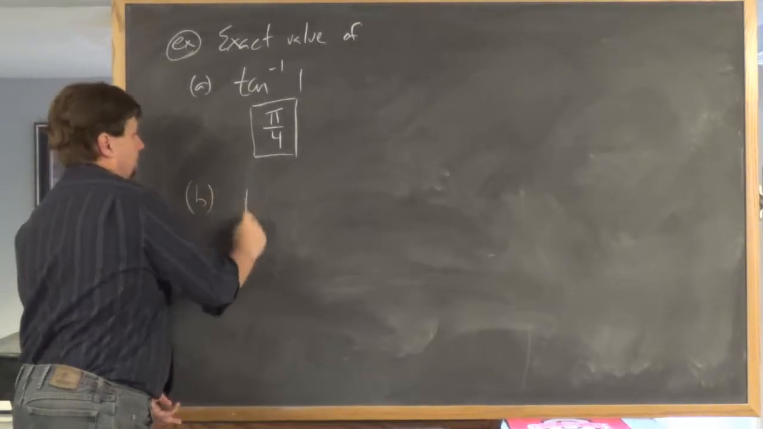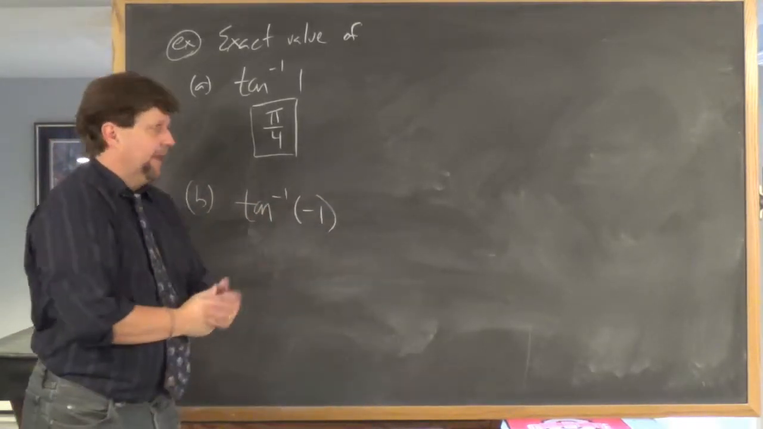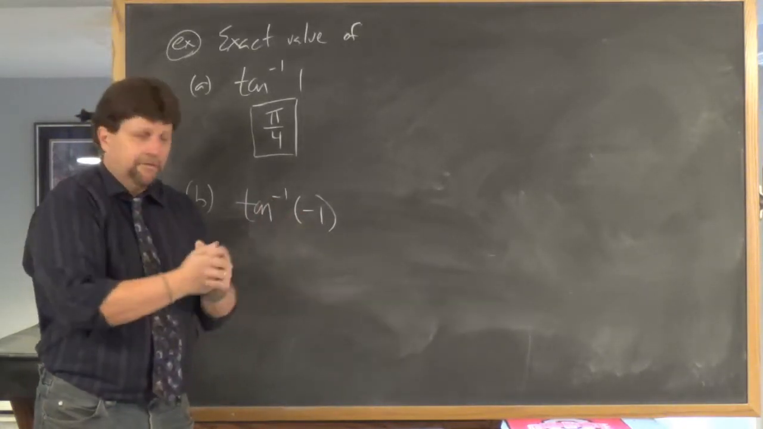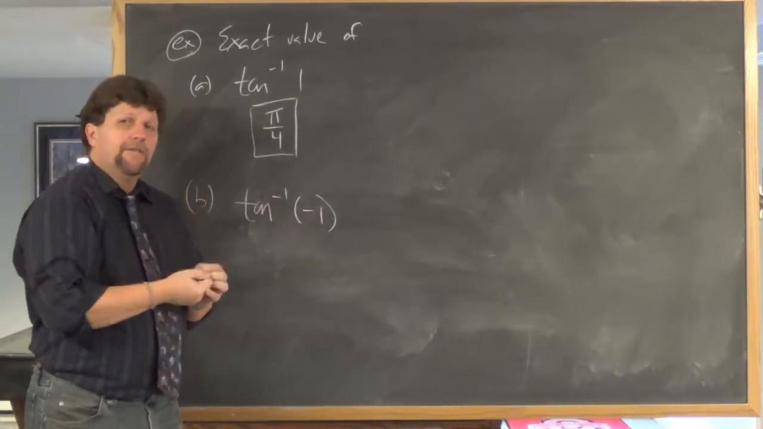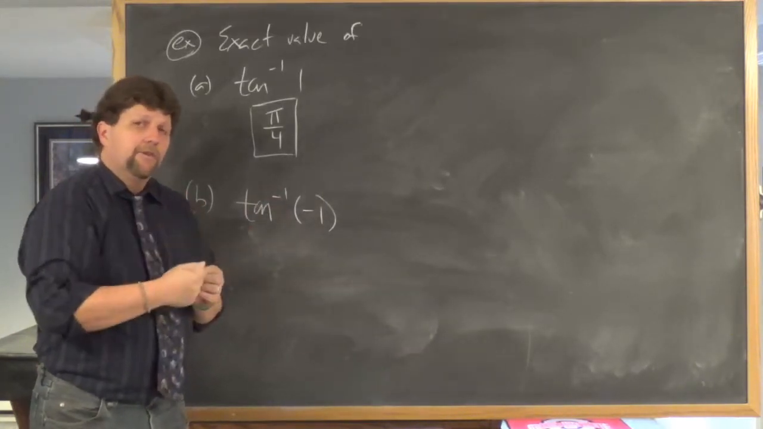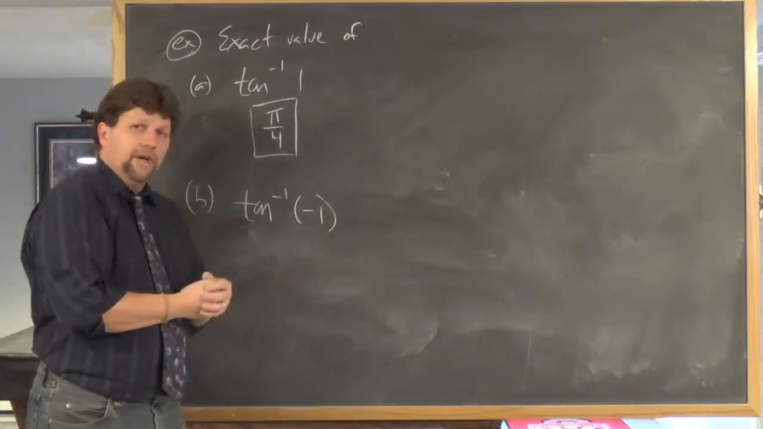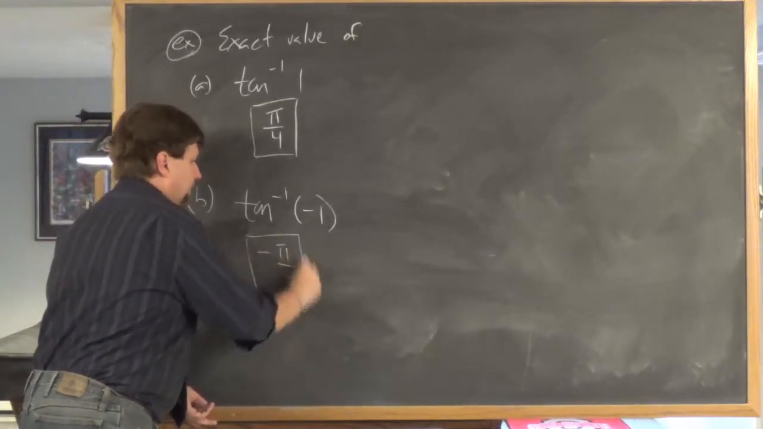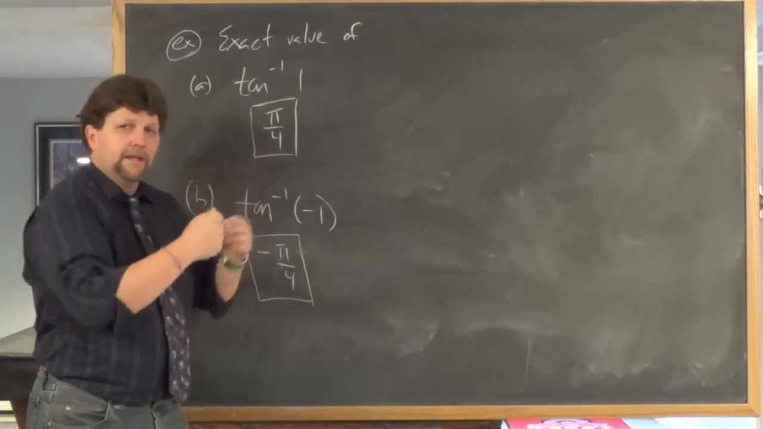Likewise, inverse tangent of negative 1. It's looking for an angle. That's the job of these inverse trig functions. Angle finder. Inverse tangent's looking on the right half of the unit circle. It's looking for an angle that when you do the tangent of that angle, you get negative 1. This would be negative pi over 4. These are two that I'd just like you to know.